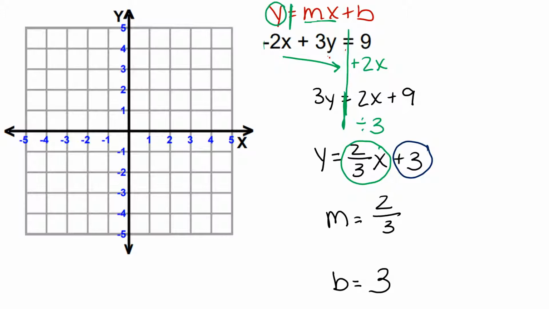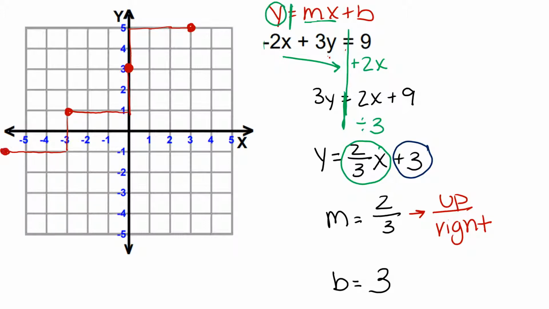To graph it, we start by graphing the b value positive 3 on the y-axis, the line that goes up and down. Our m value is positive, so that tells us to go up. And remember, we always go to the right. So we go up 2 and right 3. Once you reach the edge, we're going to go the opposite direction. We go down 2 and over 3.